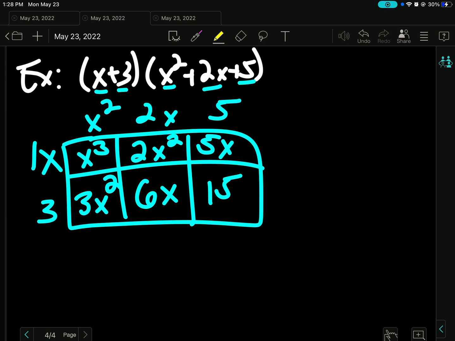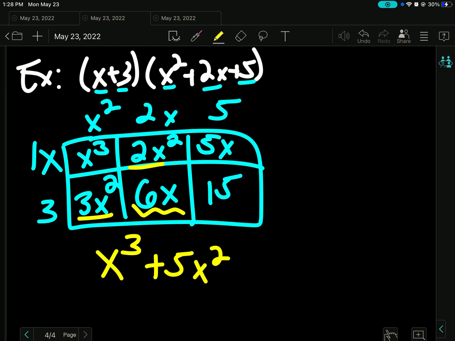Remember, our diagonals tend to tell us some like terms, so we're going to have x cubed to start with because that's our highest exponent. 3x squared plus 2x squared is plus 5x squared. 6x plus 5x is 11x plus 15. Okay, and again, that answer is in standard form.